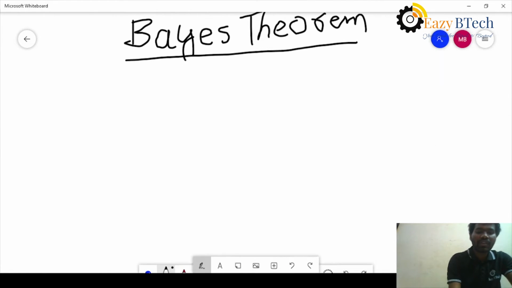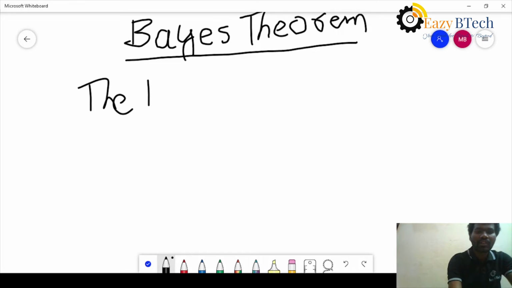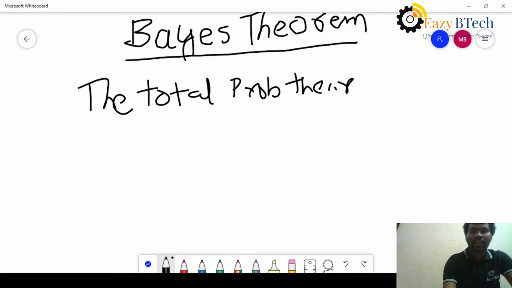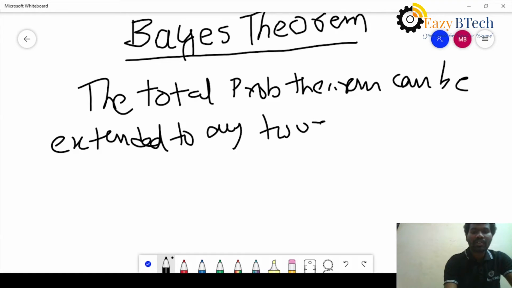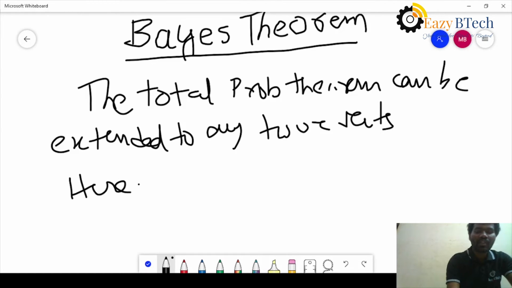What Bayes theorem says is that the total probability theorem can be extended to any two events. Here I assume that the two events are A and Bn.